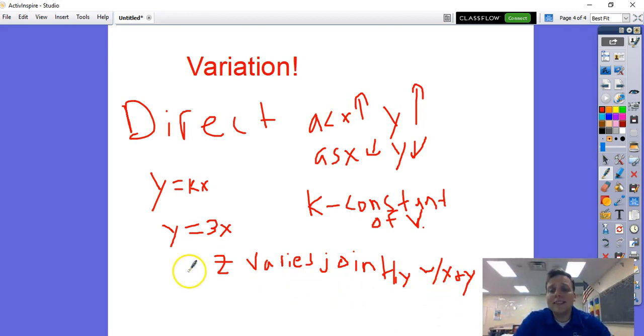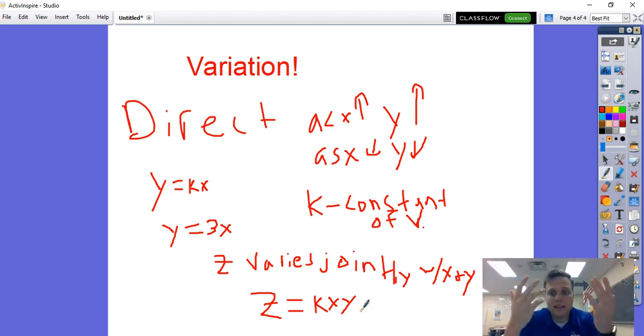This is just another way of saying z has direct variation with x and y. So if z has direct variation with x and y, then that means that as x and y go up, what does z have to do? Go up. So you can just write this one as z equals kxy. If you see something that says this variable varies jointly with this variable, that's assuming direct variation. You can assume direct variation unless told otherwise.